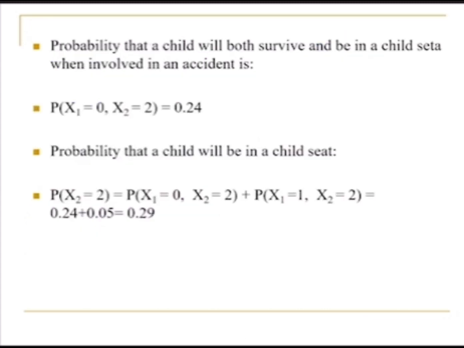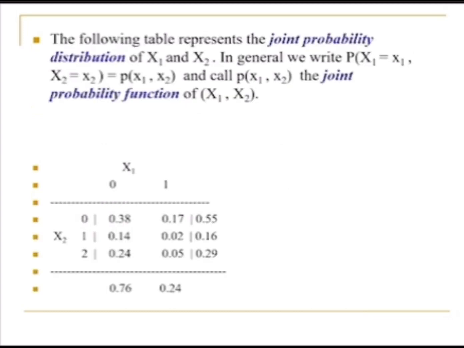Now, what if I want to find the probability that a child will both survive and be in a child seat? Of course, that would be X1 equal to 0 and X2 equal to 2. If you want to find that, you just need to go to the table where you have that. Look at that, there's 0.24, right? So that's a joint.